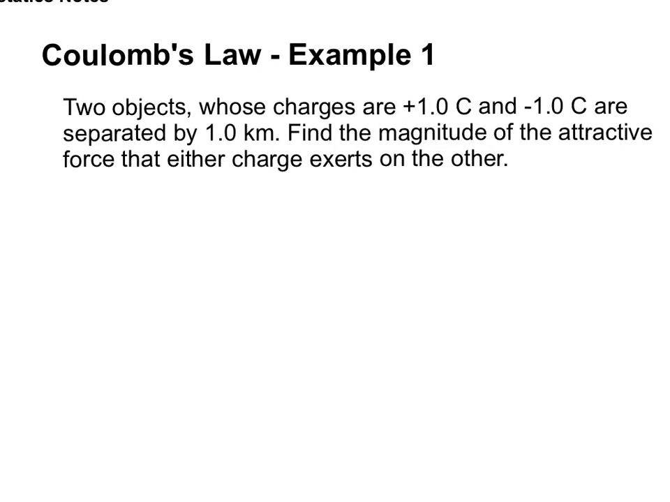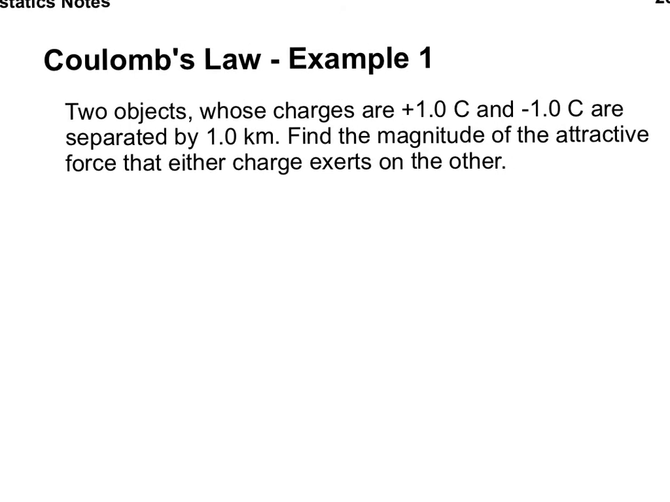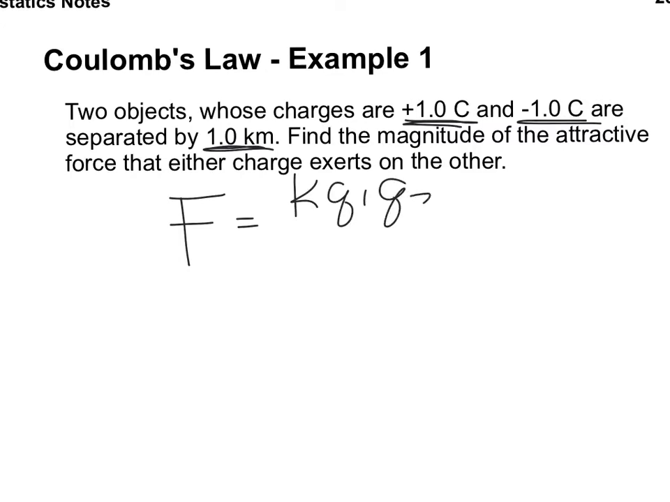So, first Coulomb's law example, we're going to have 2 charged objects. Those charged objects have a charge of +1 coulomb and -1 coulomb, and they're separated by 1 kilometer. We're going to find the magnitude of the attractive force that either charge is exerting on the other. So we're going to start with our Coulomb force. Our Coulomb force equals k times q1 times q2, all divided by the distance separating them squared.